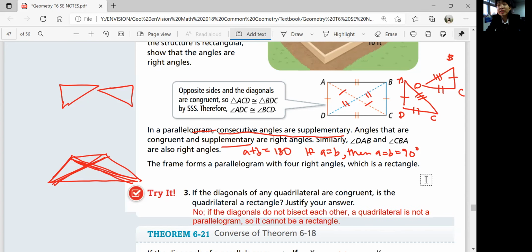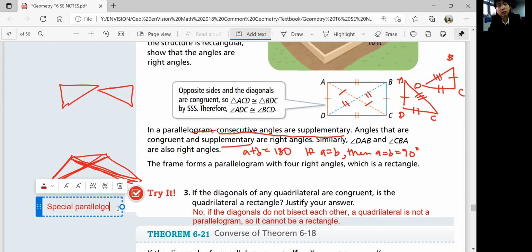So in order to be a rectangle, first it needs to have all the properties of a parallelogram, and then you have some special characteristics for the rectangle. So you can't just use the properties of a rectangle even when it doesn't satisfy the parallelogram first. It needs to satisfy the characteristics of the parallelogram, and then it's a rectangle. Special parallelograms.